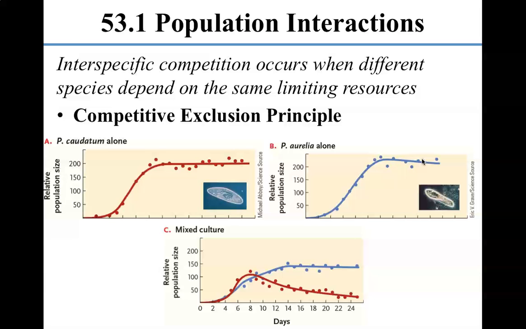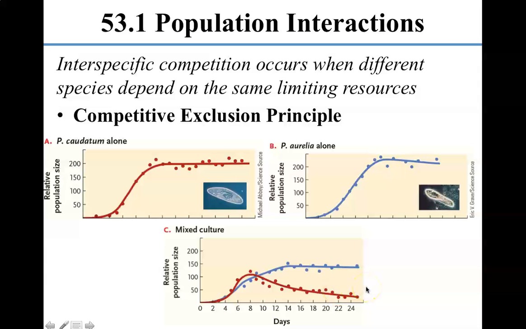What happens when these two species have to compete with each other? So here they put food in a vial and they add both species. And initially everything's fine. Their populations grow. But over time, the caudatum population declines. And the aurelia population kind of flattens out. So of these two species, which one is the better competitor? The answer is aurelia. So aurelia is able to outcompete the caudatum.